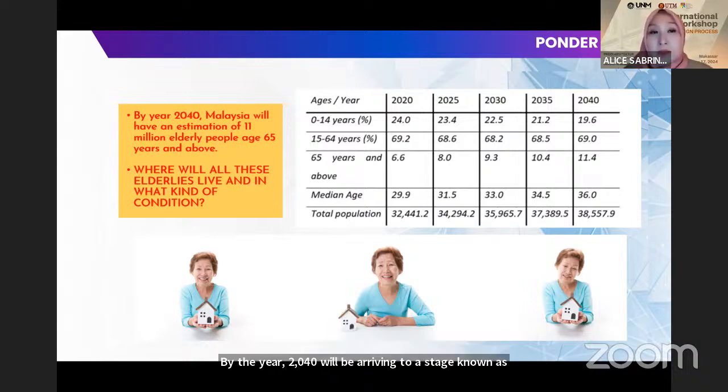In the context of Malaysia, by the year 2040, Malaysia will have an estimated 11 million elderly people aged 65 years and above. So this is quite an alarming issue. When we talk about the aging society, we need to look back at our context. Does the country we live in provide enough facilities to support elderly living? In Malaysia, where I live and come from, we don't have enough support in terms of healthcare facilities and elderly housing. This is a national issue that needs to be addressed quickly. And China is also facing this problem.